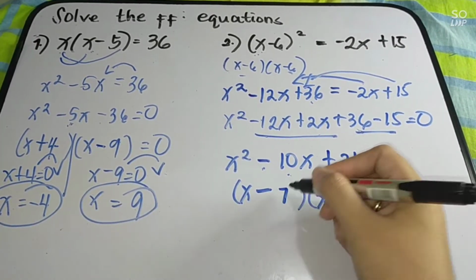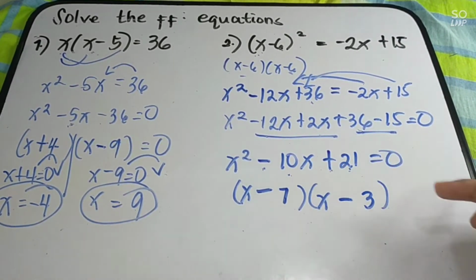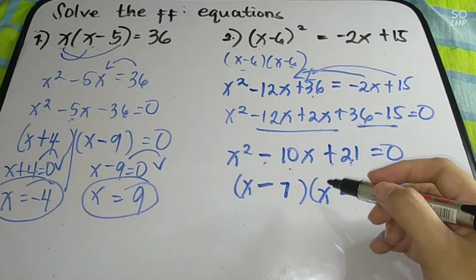So, obviously, we have here 7 and 3. 7 plus 3, the answer is 10. 7 times 3, the answer is 21. Diba? So, equals to 0.